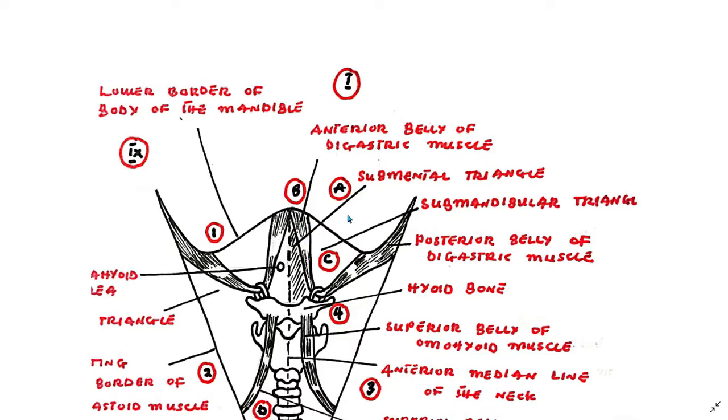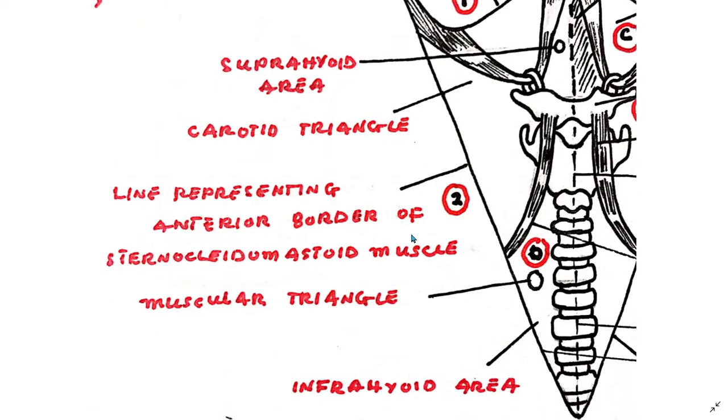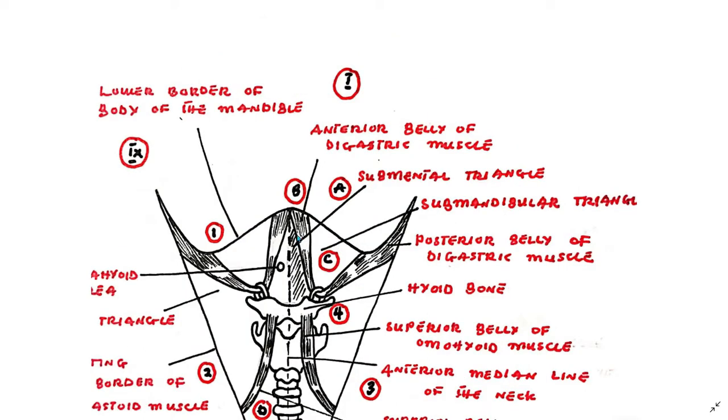The base of the submental triangle is formed by the anterior belly of the mylohyoid muscle, which runs from the mandible to the hyoid bone.